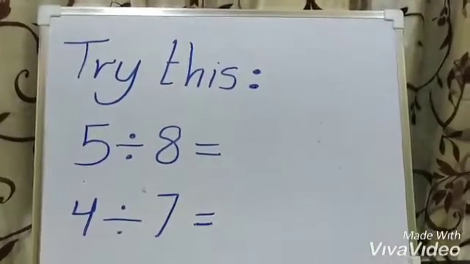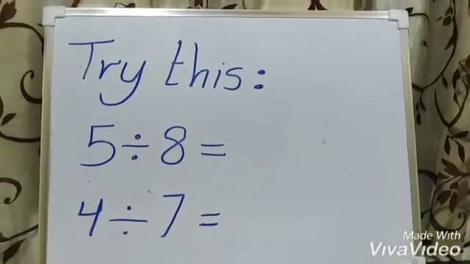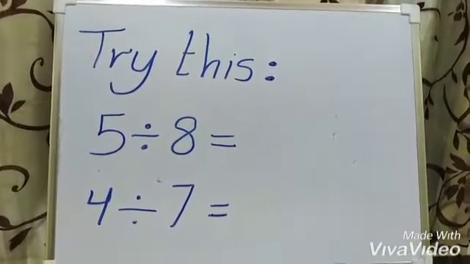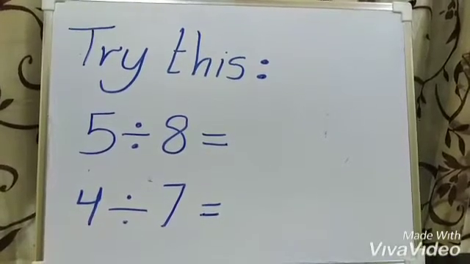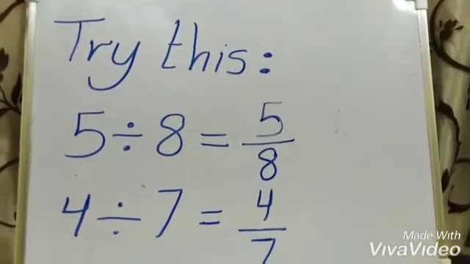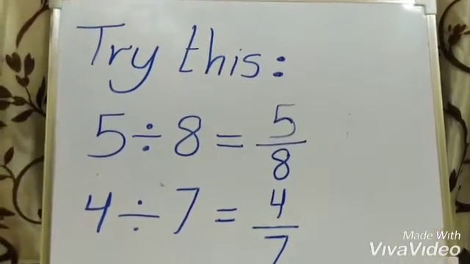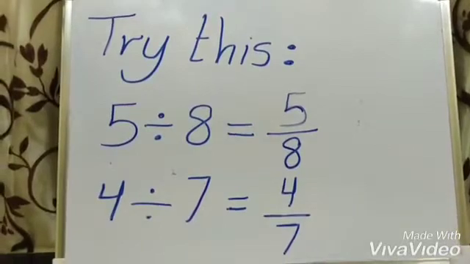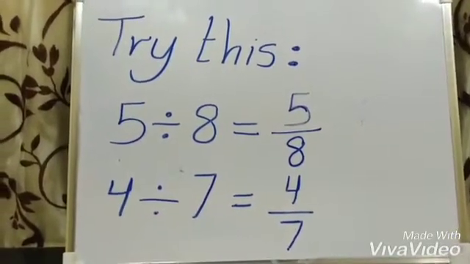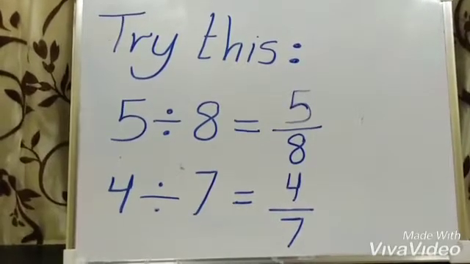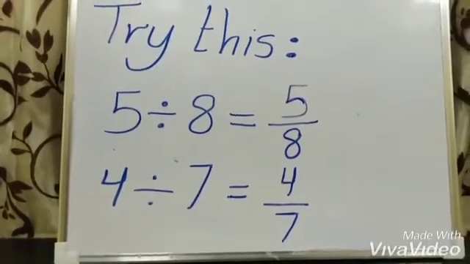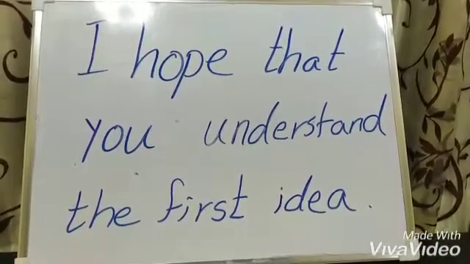Now try this on your notebook. 5 divided by 8, 4 divided by 7. What fractions can you get from these two division sentences? Excellent. The first fraction is 5/8 and the second fraction is 4/7. So 5 divided by 8 equal 5/8. 4 divided by 7 equal 4/7. I hope that you understand this idea.